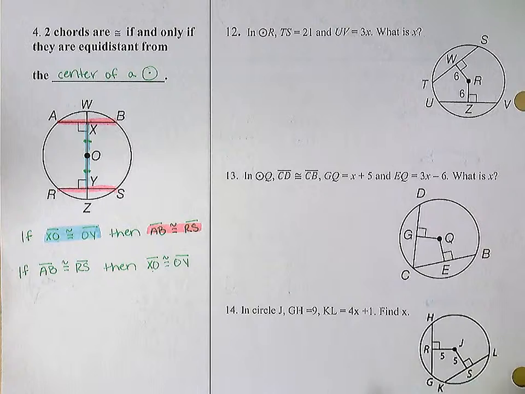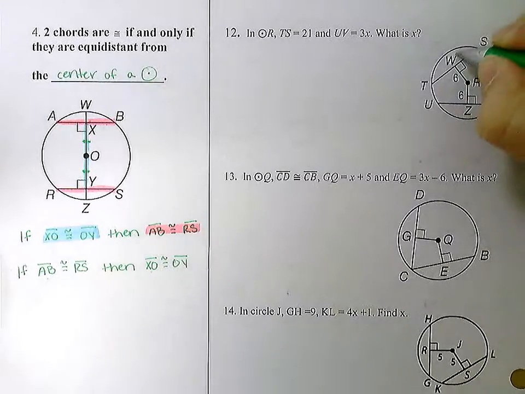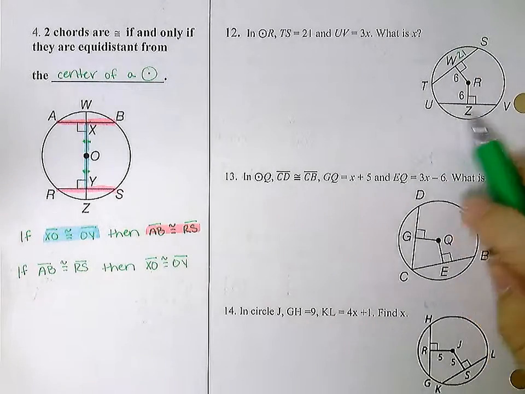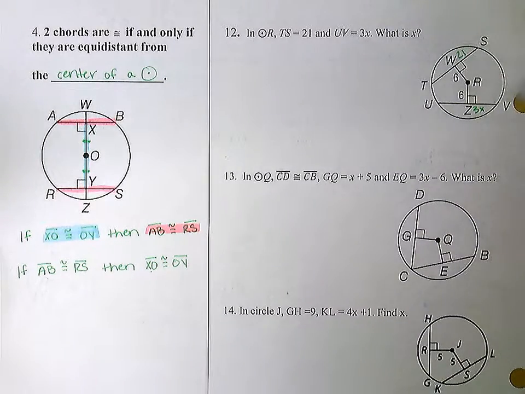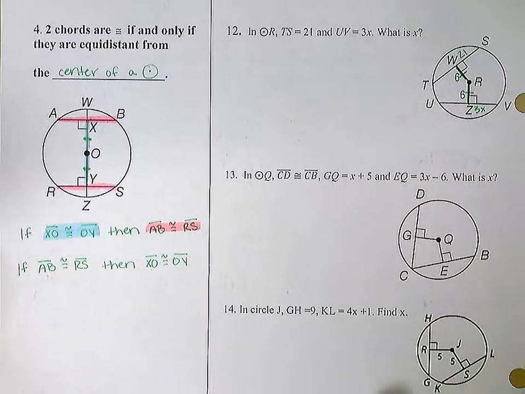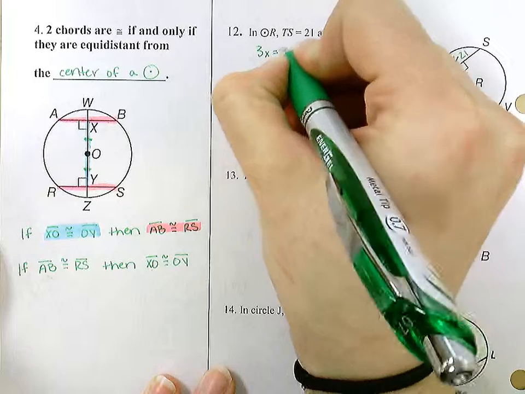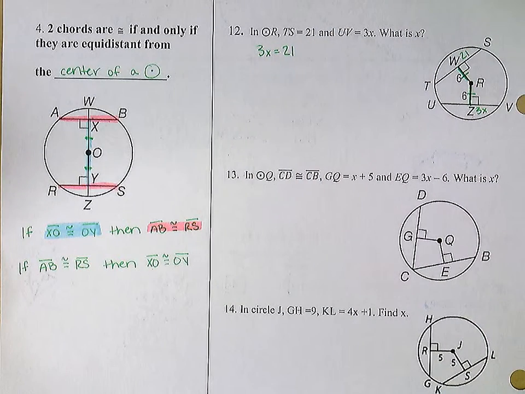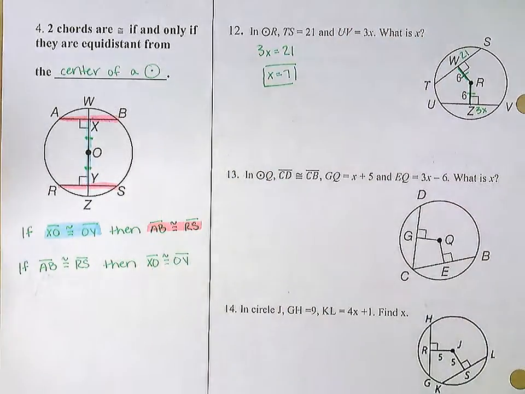Number 12, in circle R, okay, TS, that whole length there is 21. And UV is 3x. And we want to solve for x. Well, I know that both of those chords are the same distance from the center of that circle because they're both 6. Since they're both the same distance from the center of that circle, they have to be equal to each other. Okay, so I can set 3x equal to 21. So x would be 7.